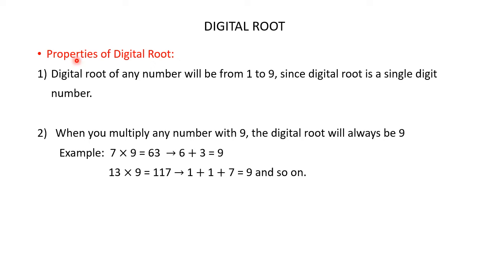Let's understand a few properties of digital root. Digital root of any number will be from 1 to 9 since digital root is a single digit number. When you multiply any number with 9, the digital root will always be 9. For example, when you multiply 7 with 9, you get 63 and 6 plus 3 is 9. When you multiply 13 with 9, you get 117 and 1 plus 1 plus 7 is 9.